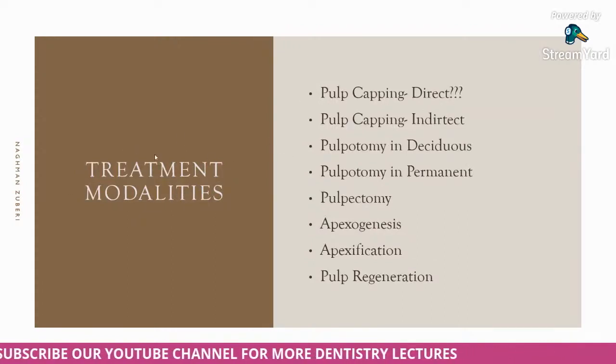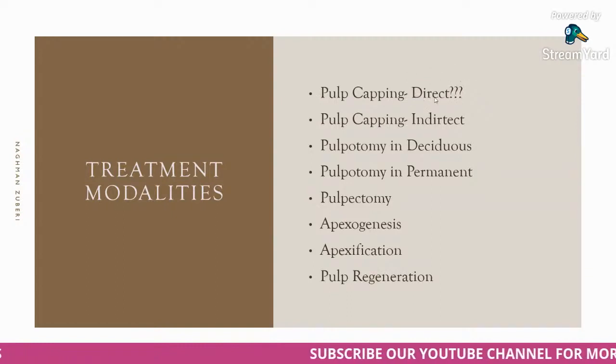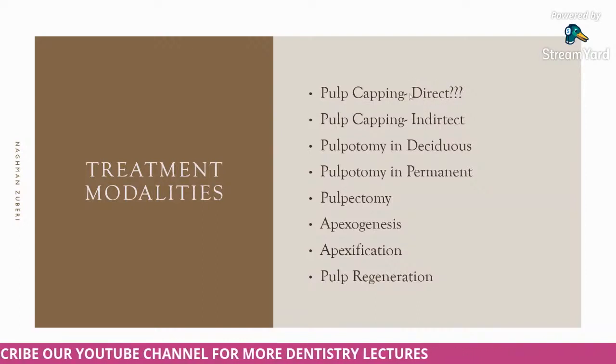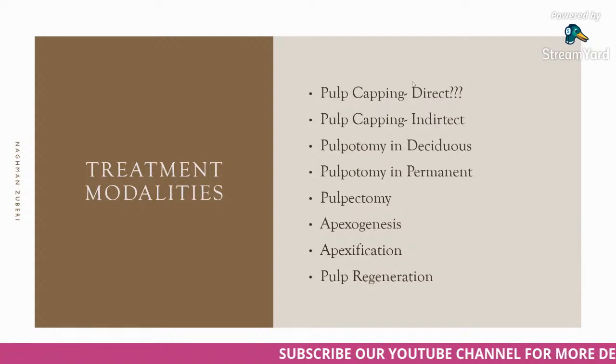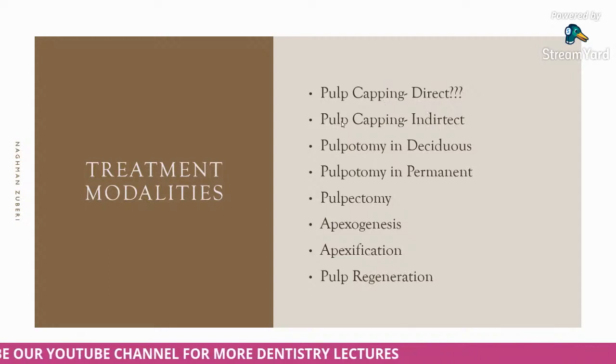So we have different treatment modalities for children. Pulp capping is a big question mark. Are we going to do the direct pulp capping? In very few instances, we may opt for direct pulp capping, only and only if it is iatrogenic mechanical trauma. So history again is very, very important, or the information provided is very, very important. We cannot do a direct pulp capping in deciduous teeth if it is a carious exposure.